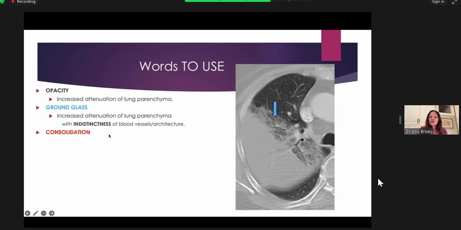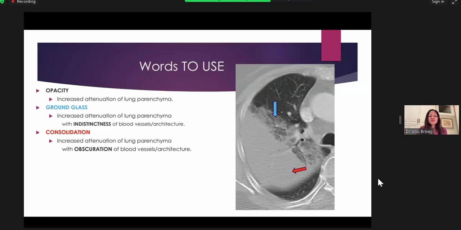Now contrast that with consolidation, in which you have complete obscuration of the blood vessels and the airways, right? You can't see any of the blood vessels or airways here. So this is what's called a consolidative opacity. And this is what's called a ground glass opacity. And think about how much more useful that is if you're talking to a clinician on the phone and you're describing what's going on in the patient's lungs and you say, I have a ground glass opacity. They can now imagine what that looks like, as opposed to saying there are infiltrates in the lung.